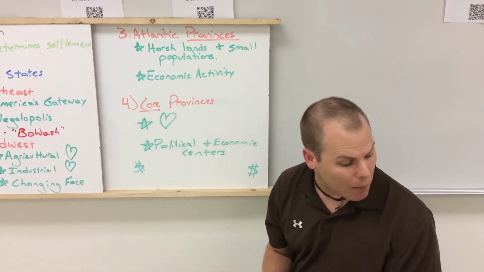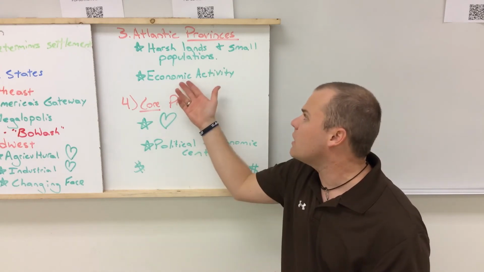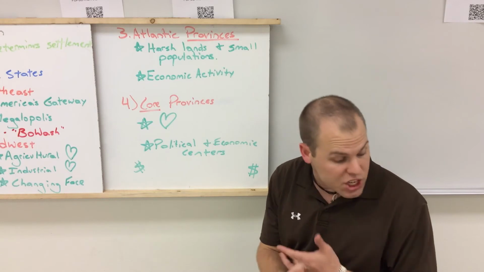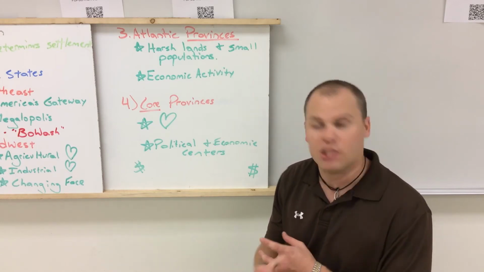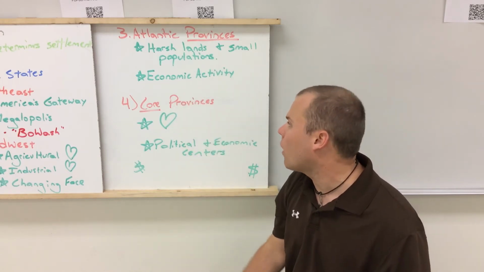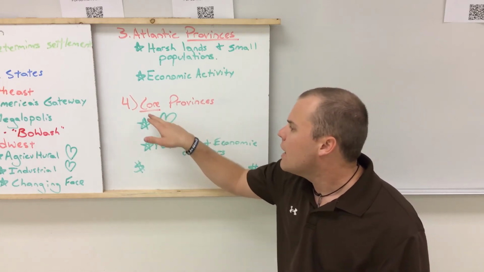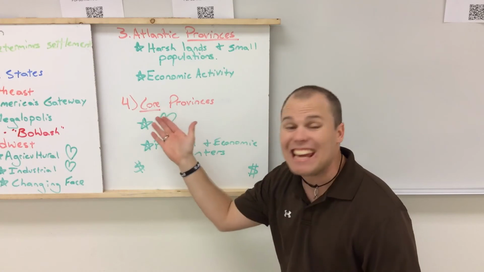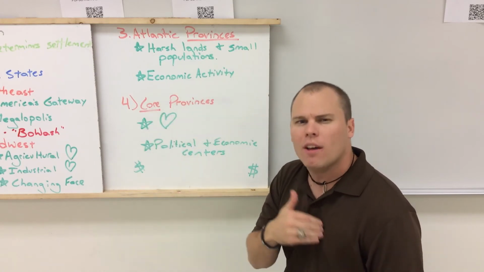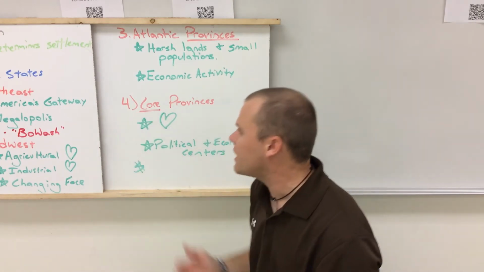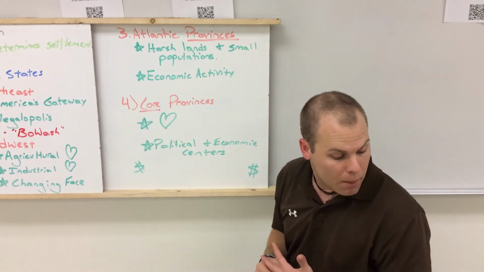The next is your economic activities. The economic activities that revolve around the Atlantic regions is you're looking at your logging, your fishing, as well as your hydroelectric power from the movement of water. Now the next type of province is the core provinces. Key word here that I want you to see is core, the middle. Think of your heart. The middle, this is where most of what's going on and the success of Canada is coming from, is these core provinces.